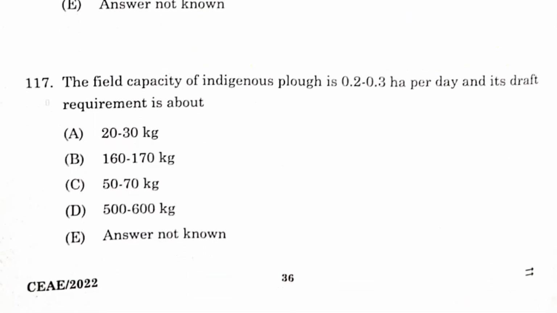Next, the field capacity of the indigenous plow is 0.3 to 0.4 hectare per day and its draft requirement is about. So this is also for you. If you have any problem, you can comment below in the comment section.